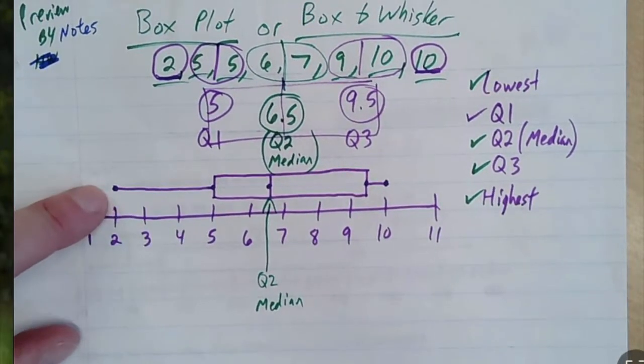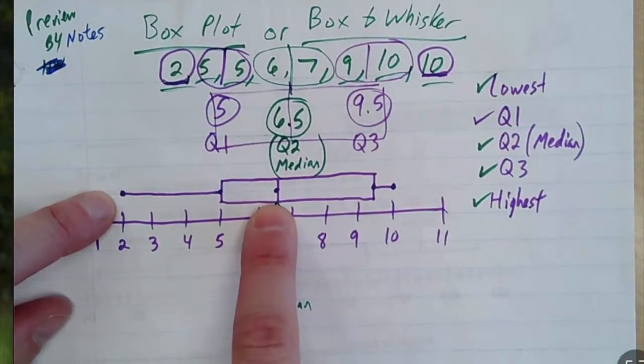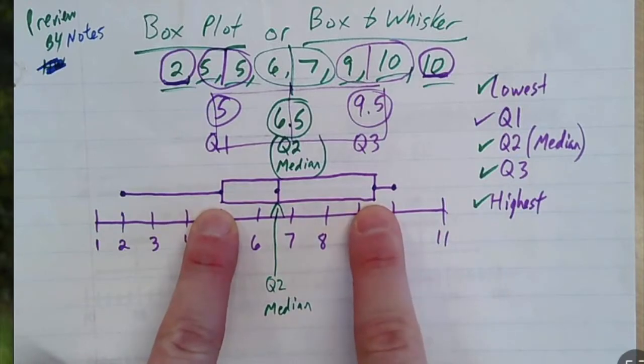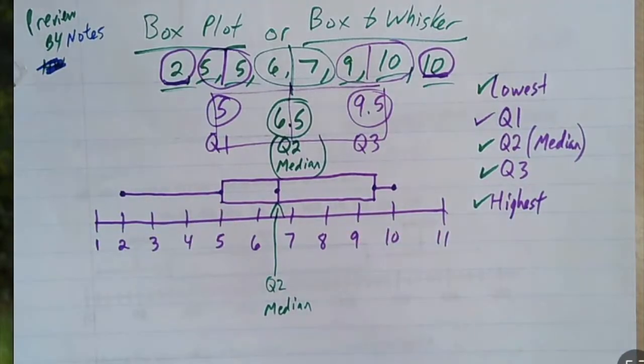This shows your lowest point, your highest point. This shows your middle or your median. And this shows the first quarter, and this shows the third quarter. And that's a preview for box plots.